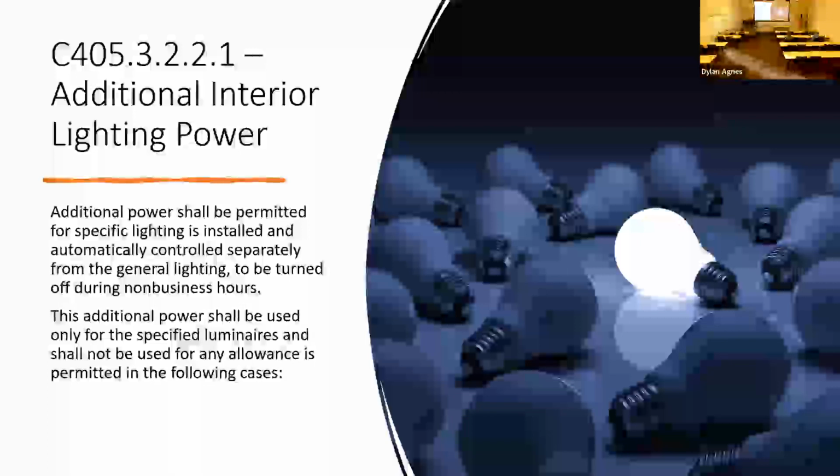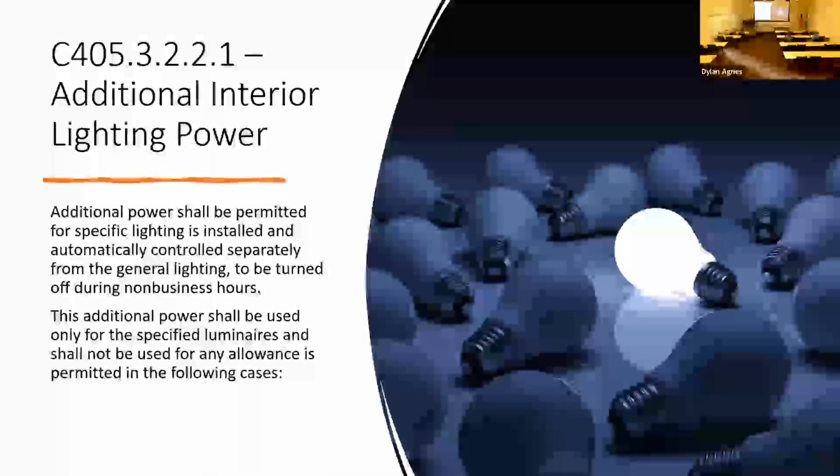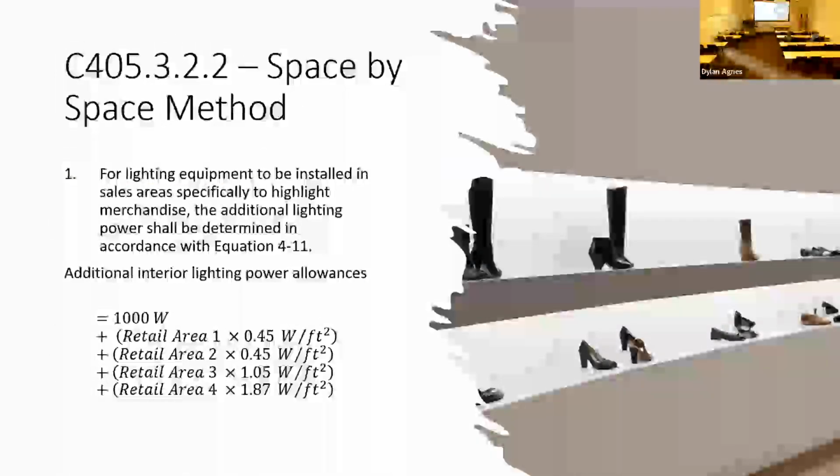Additional power shall be permitted for specific lighting installed and automatically controlled separately from general lighting to be turned off during non-business hours. The additional power shall be used only for specified luminaires. The allowance is permitted in the following cases. So this is the retail exception. If you're having retail, this is intended for the big box stores and whatnot, multi-use big box stores. It breaks it down into 4 different retail areas that you're going to get additional lighting power allowances into, beyond what you would normally get.